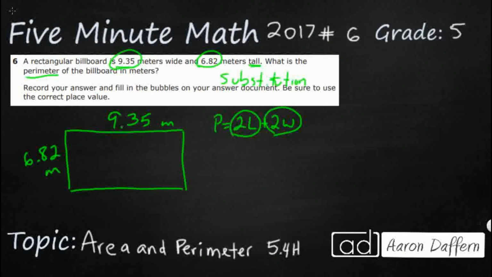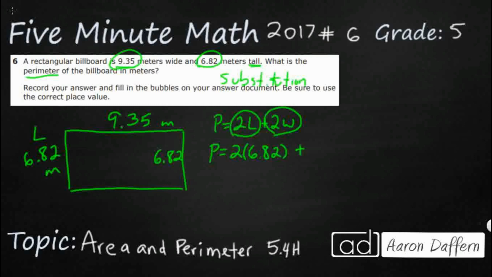So let's make our length right here 6.82 meters. So what we're going to do is rewrite it like this. We're going to say 2, then I'm going to multiply by 6.82, because really there's two 6.82s. There's one on the left and there's one on the right. So we can either add them up, 6.82 plus 6.82, or we can simply double them.